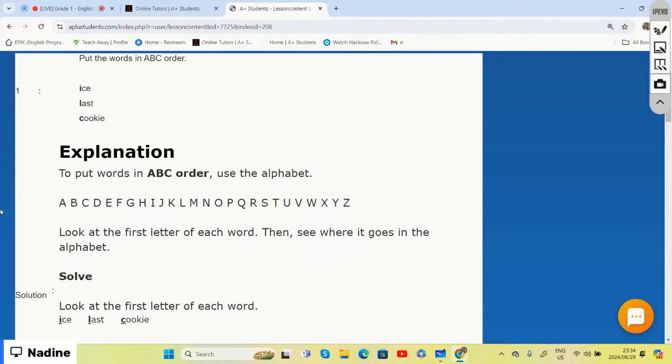And it says in order for us to put the words in order, which is like the ABC order, we need to use the alphabet. And here we have the alphabet A to Z. So even if it means that we must think of words that we can put in, like for example, jumble it up and then they need to identify the words that you can put in order.